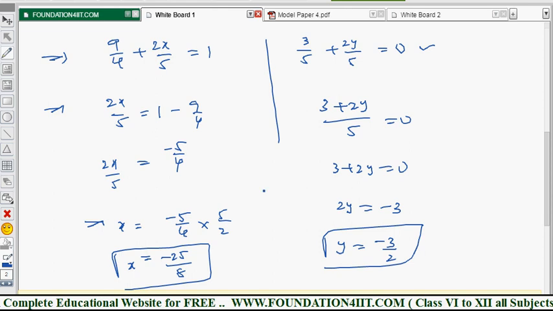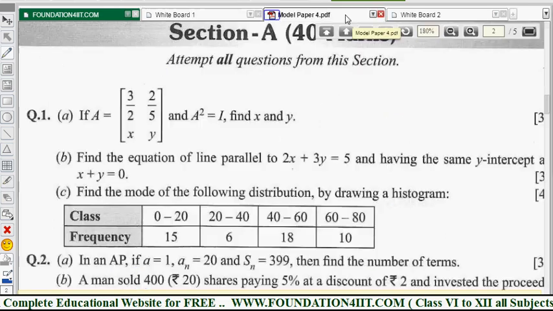So x is minus 25 by 8 and y is minus 3 by 2. Here are the values of x and y. You can solve in this way, and you only need to find out x and y. So you got the x and y values.